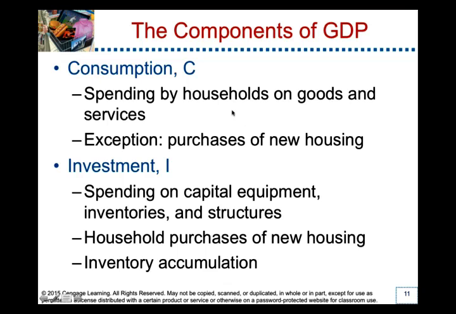So see, in the consumption, we excluded the purchase of new housing, but we added this in the investment expenditure. So that is interesting, right? Other than this point about the household, everything else is the firms. And any inventory accumulation is also a part of the investment. So let me provide some examples.